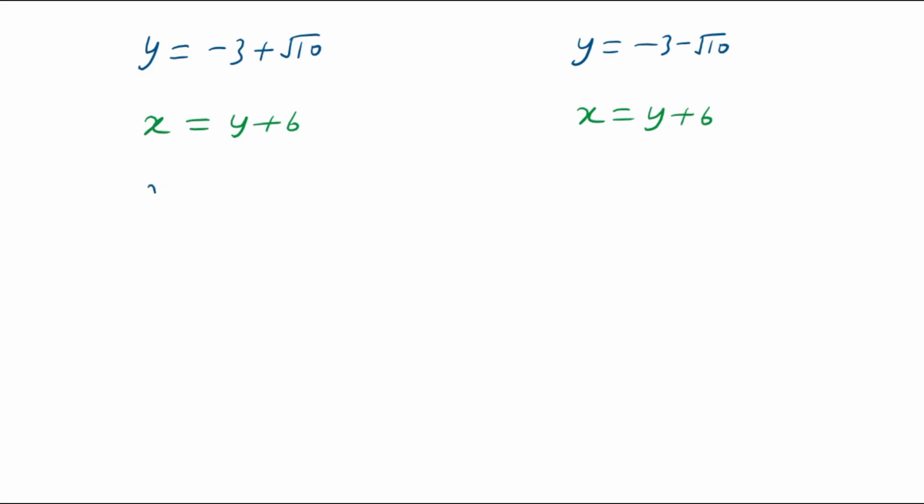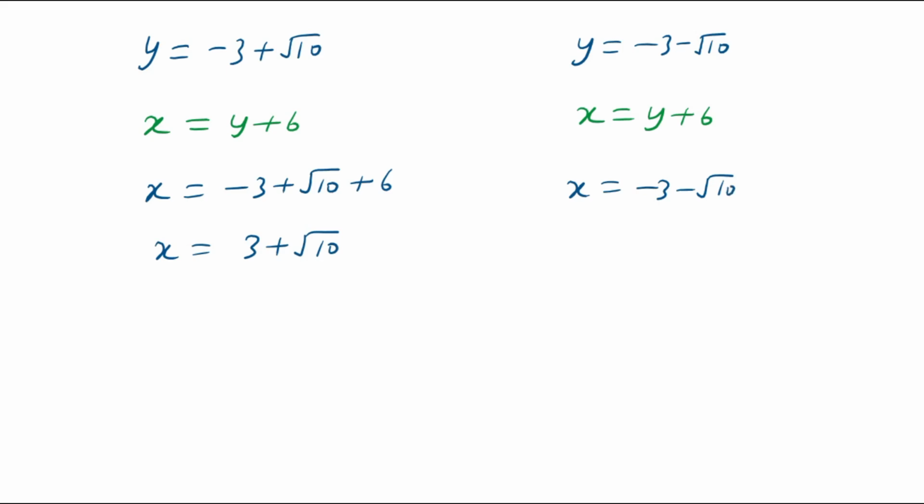Then x is equals to y is replaced by minus 3 plus square root of 10 plus 6. Then x is equals to minus 3 plus 6, which is 3 plus square root of 10. X is equals to y is replaced by minus 3 minus square root of 10 plus 6. Then x is equals to minus 3 plus 6, which is 3 minus square root of 10.